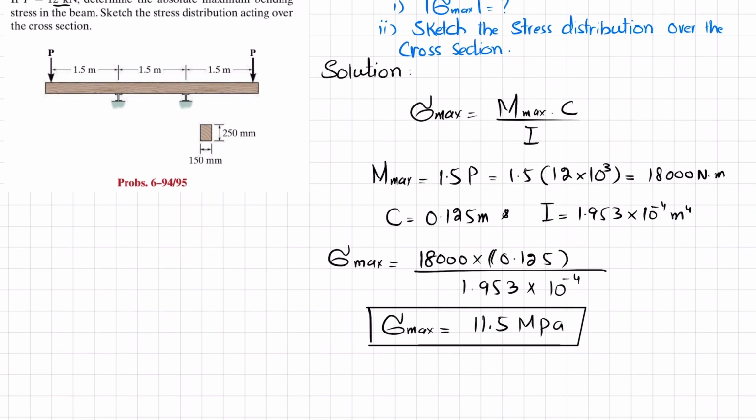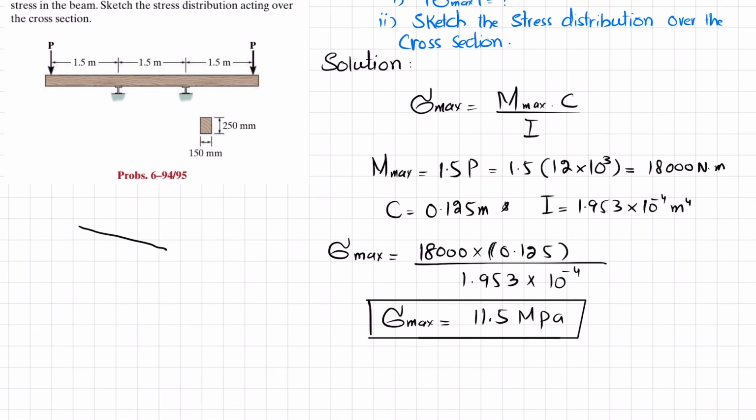Now we have been asked to sketch the variation. For that I will draw the cross section of this beam, rectangular cross section. So let this be the width and this the height. The neutral axis will be at half of this. So this is its neutral axis.